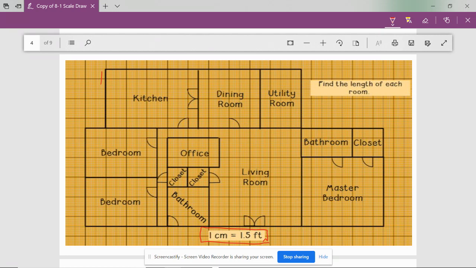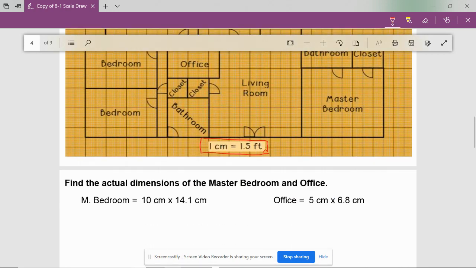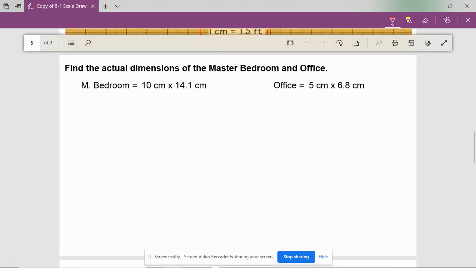If you go ahead and go to the next slide, it says find the actual dimensions of the master bedroom and the office, and that is of our model from the slide before. So we have to know that 1 centimeter is going to be equal to 1.5 feet. Our master bedroom is 10 centimeters by 14.1 centimeters. So we know that 1 centimeter equals 1.5 feet.